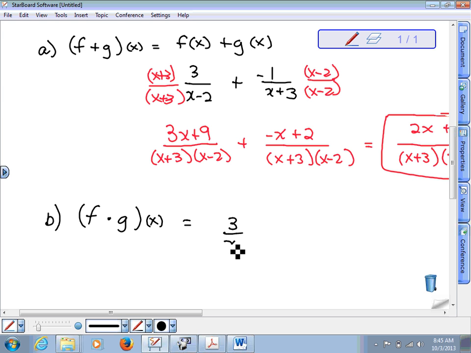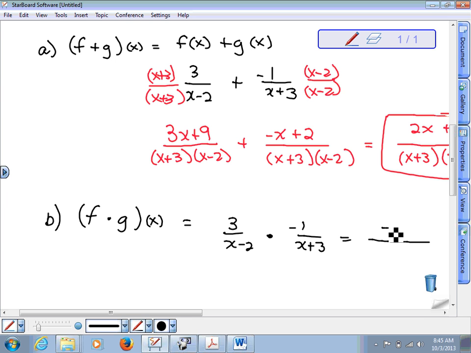This is 3 over x minus 2 times negative 1 over x plus 3. What is the nice thing about multiplication of fractions? You don't have to have a common denominator. You just multiply straight across. It doesn't matter what the denominators are. It doesn't even matter if you have like terms. You just multiply straight across.